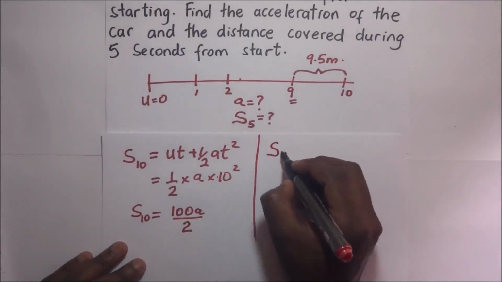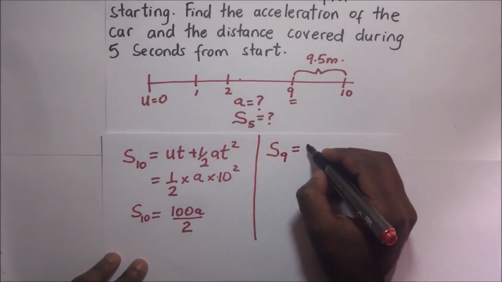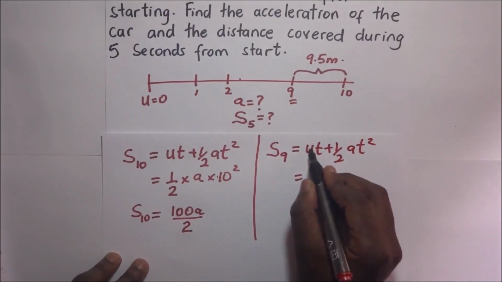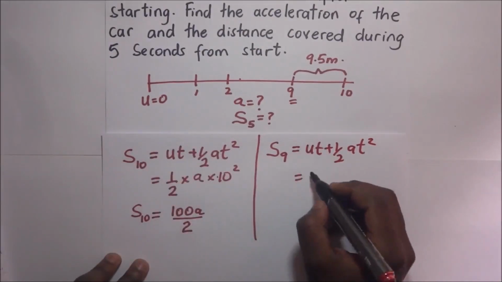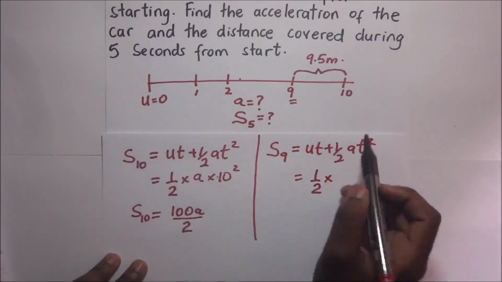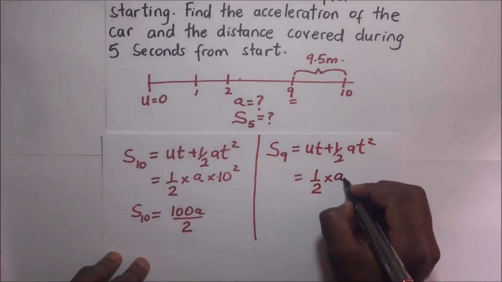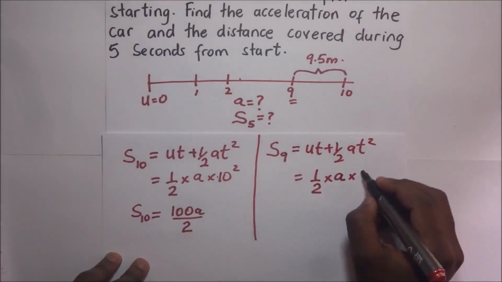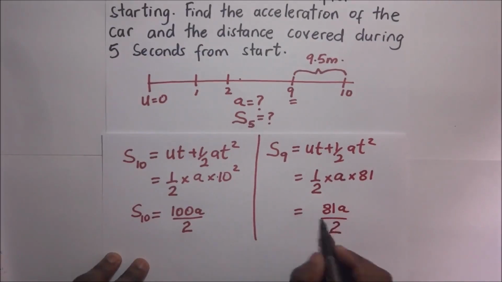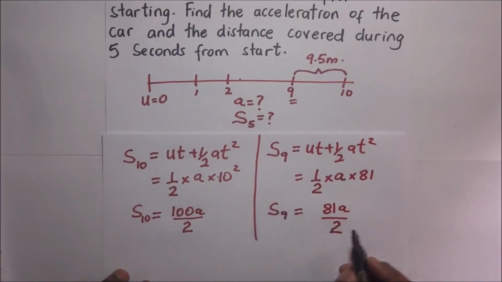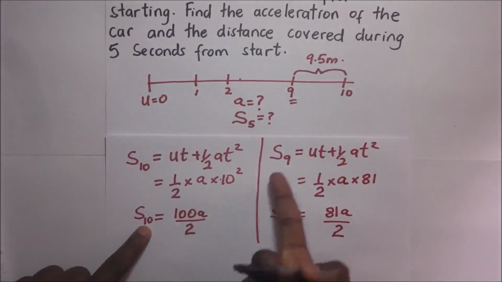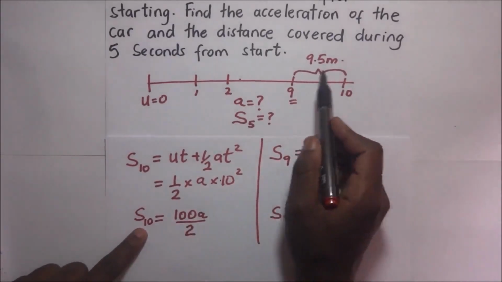The expression for S9 is going to be equal to, still again, ut plus a half at squared. That's going to be initial velocity 0 here is 0, so it's 0 times t, this whole term would die, plus a half times the acceleration. The acceleration in this case is not known yet, times the time squared, which is 9 squared, which is 81. So we shall end up with 81a, divided by 2. That is S9. So we know that to get the distance covered after 10 seconds minus the distance covered after 9 seconds, we will be able to get the 9.5 meters.